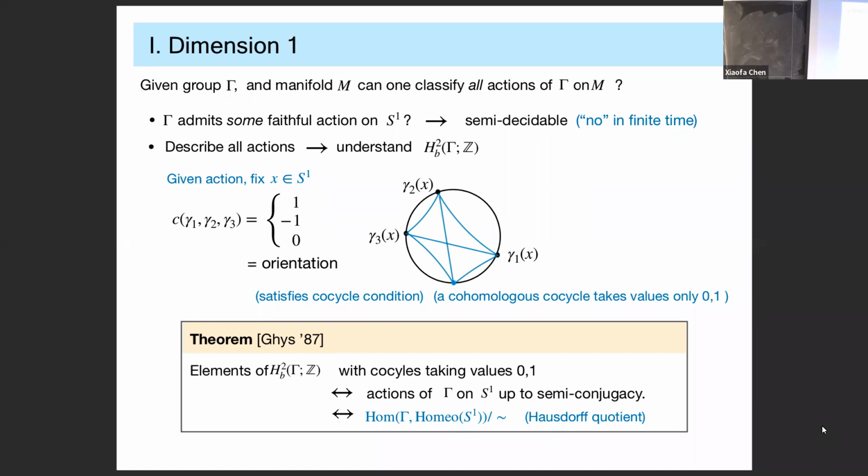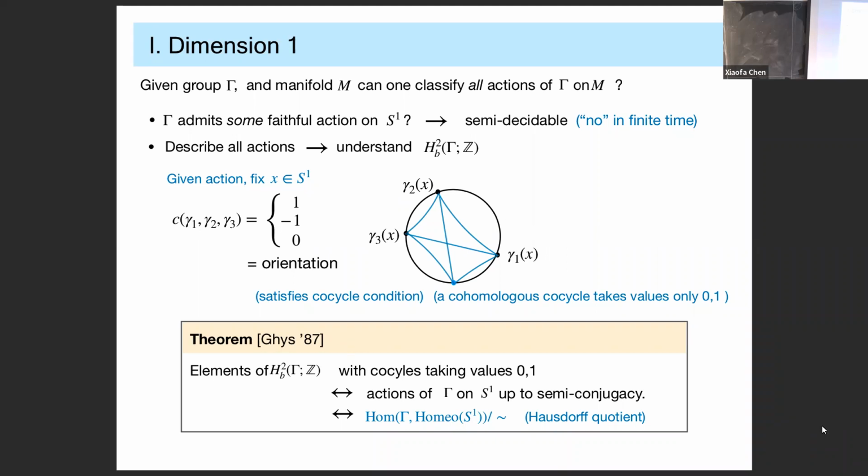Now we want to describe all possible actions. This is also something you can code somewhat algebraically in the second bounded group cohomology of your group with integer coefficients. You don't need to know exactly what that is. It mimics ordinary group cohomology. It's functions from tuples of elements of your group to the integers, modulo some coboundaries. So I will give you an explicit cocycle that tells you about actions.